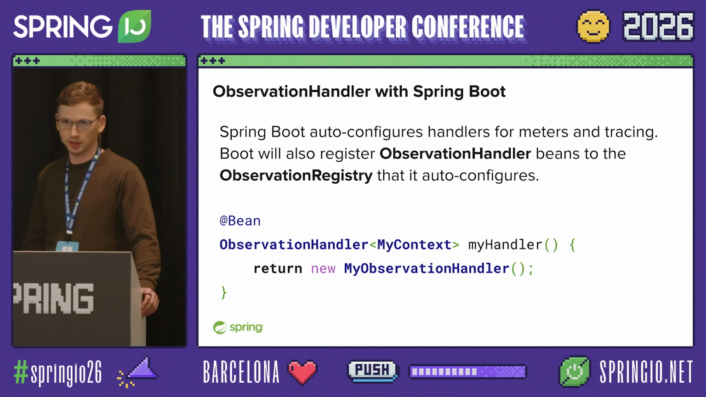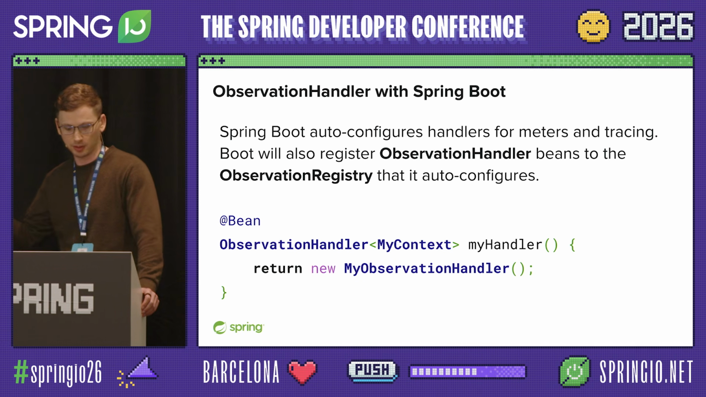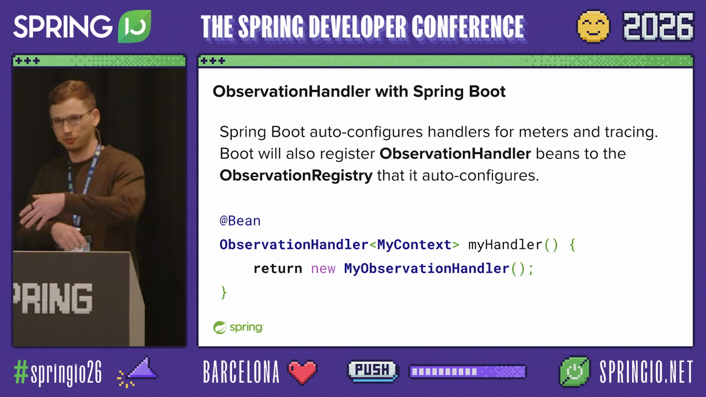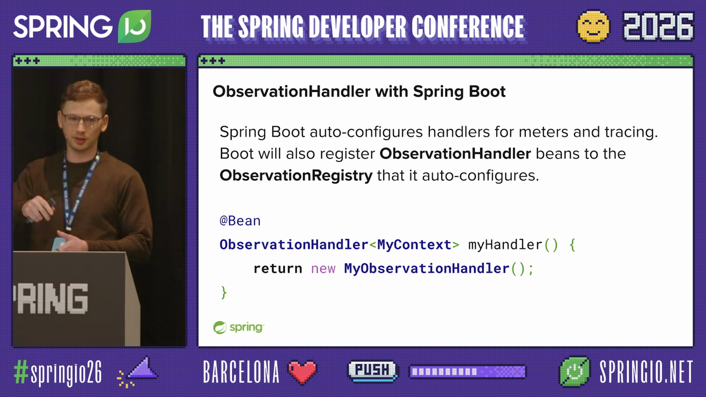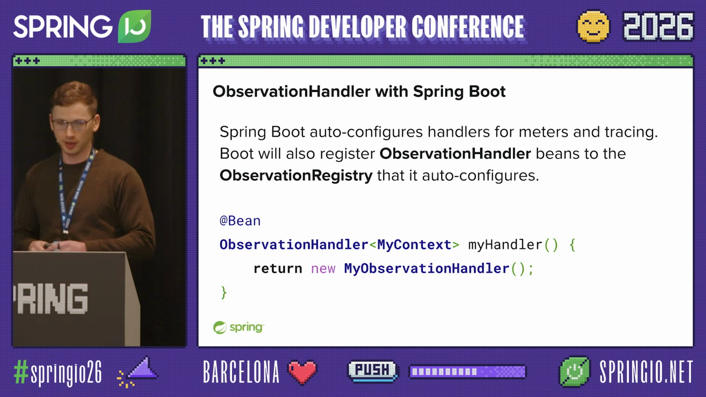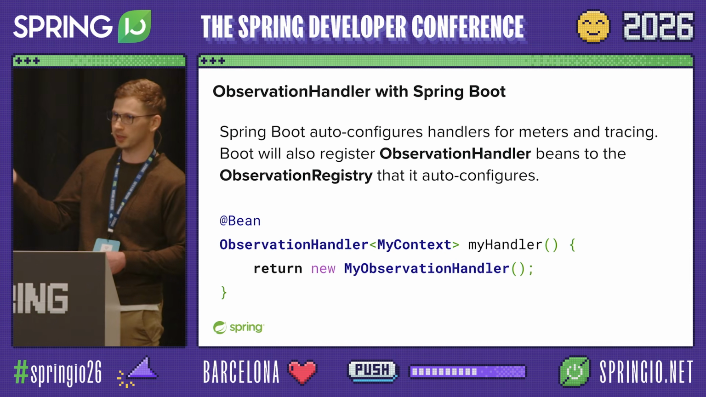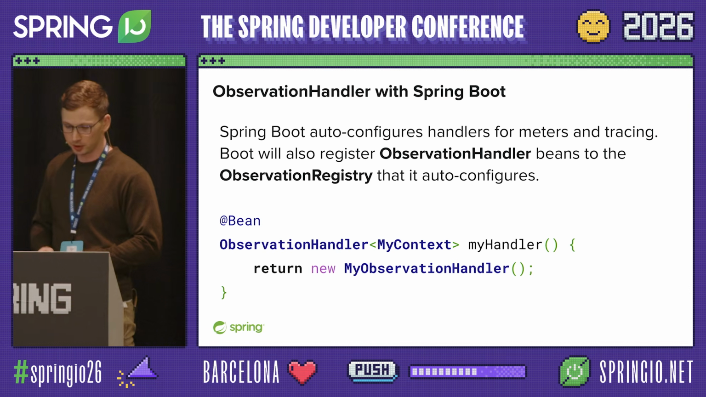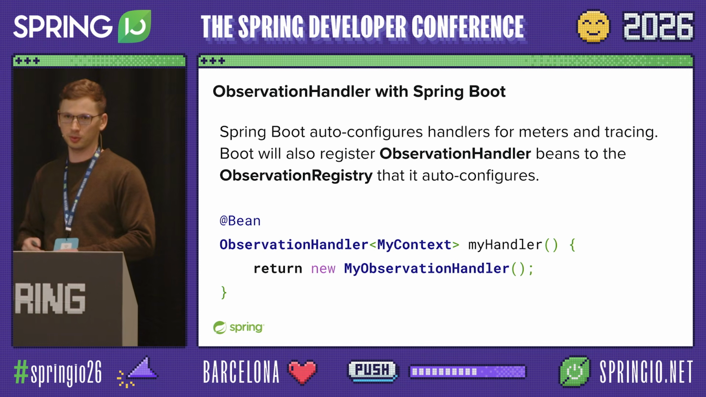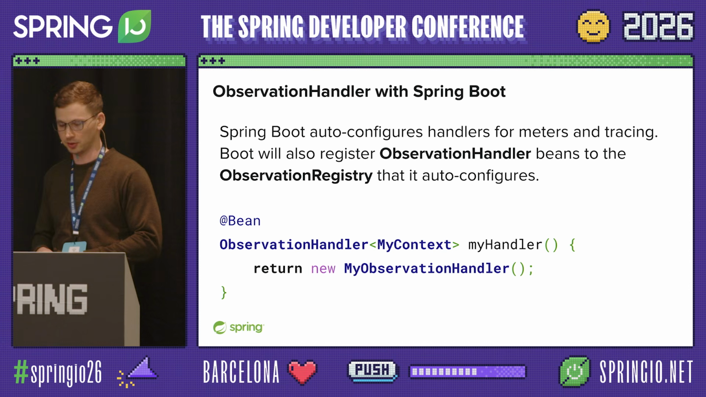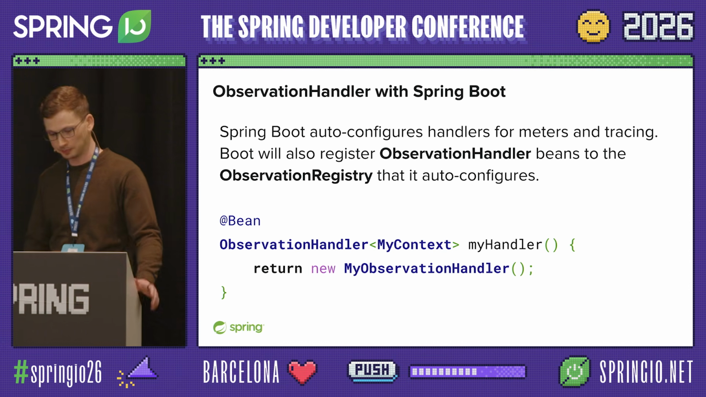So the observation handlers, Spring Boot has auto-configuration for this. If you have the right things on your classpath, it will just auto-configure the metrics handler and the tracing handler. You don't have to do that. But if you wanted to provide your own custom handler, you can just register that as a bean, as you typically do in a Spring Boot application, and Spring Boot will auto-configure registering that handler to your observation registry.